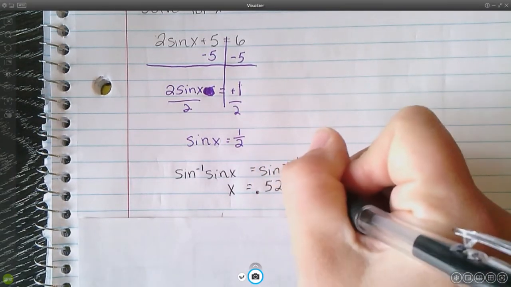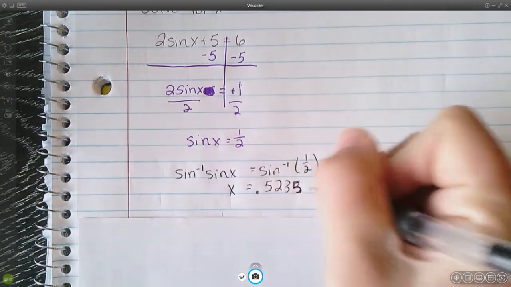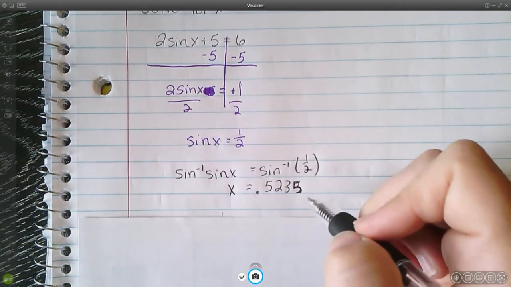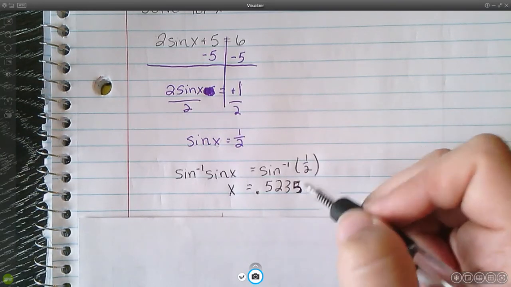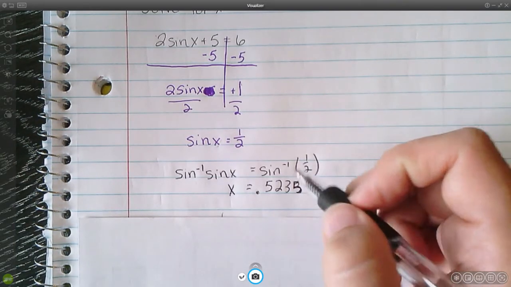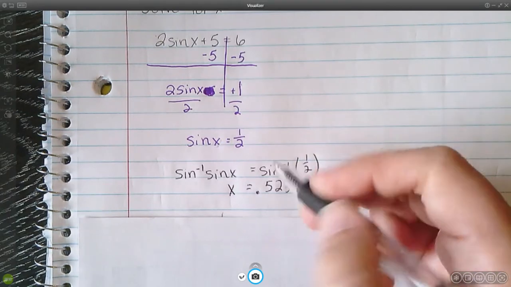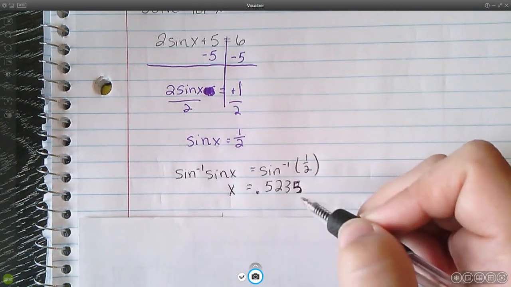0.5236 or so. If you don't get this, I need you to put your calculator into radians. If you don't know how to do that, send me an email and I'll show you how to do it quick. So what this is saying is x is about 0.5236 radians.